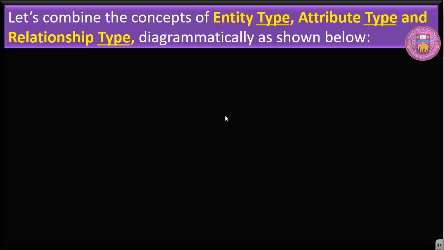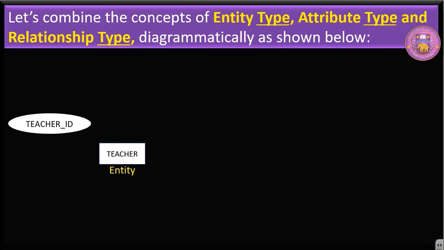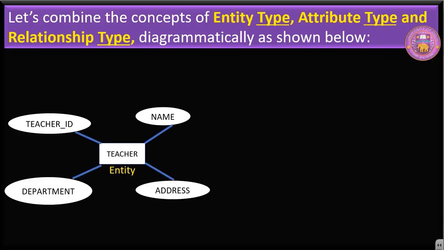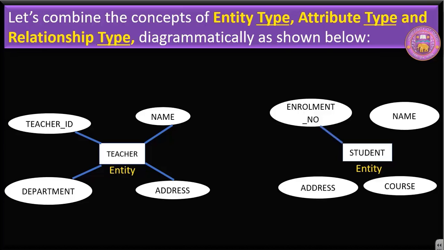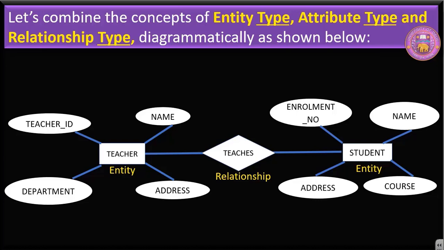Let's combine the concept of entity type, attribute type and relationship type diagrammatically as shown below. Teacher is an entity. These are the attributes of the entity type. Similarly, student is an entity. These are the attributes of the entity type. We will have a relationship between the teacher entity and the student entity. We call this relationship type. Now we are going to create the relationship teacher teaches student. In this particular diagram, you can see that two entity types are having a relationship.